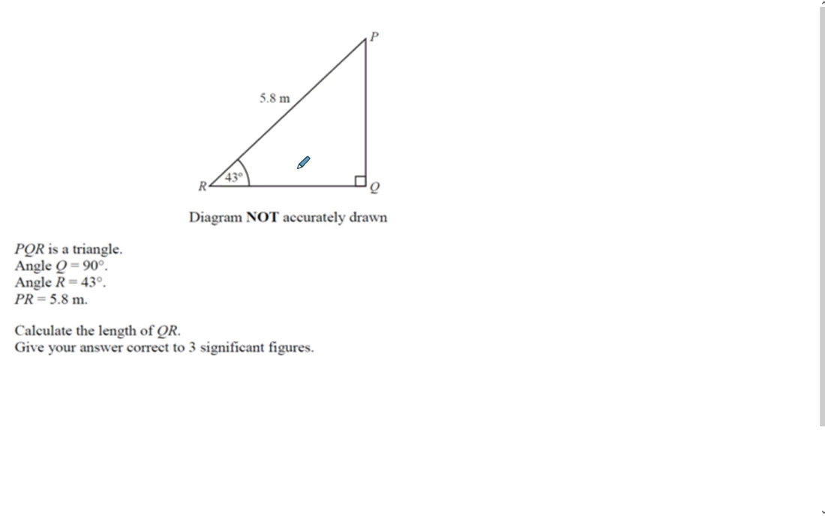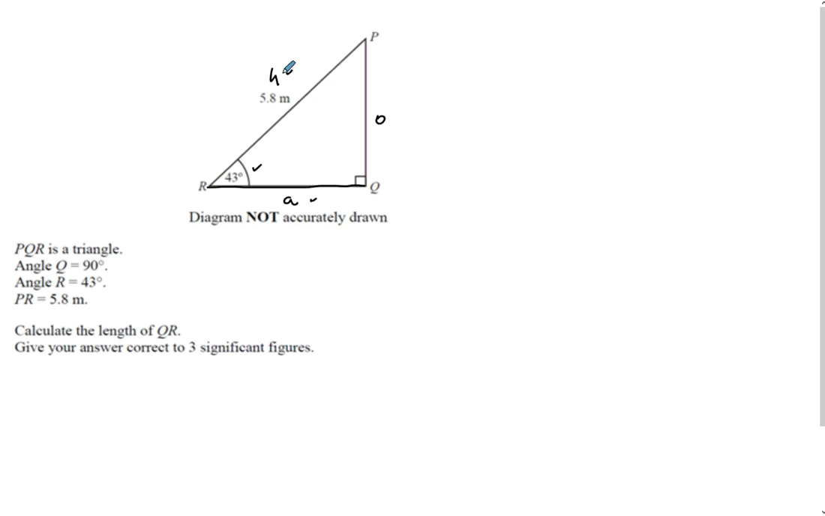Okay, so again, PQR is a triangle, angle Q equals 90 degrees. So immediately we can say that's our H, that's our O. PR equals 5.8. Cool. Calculate the length of QR. Okay, so we're going to find this length here. So that's our adjacent. Okay, so we're trying to find the A. We've got the H, and we've got the angle.